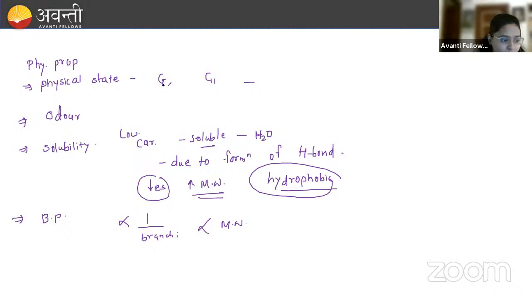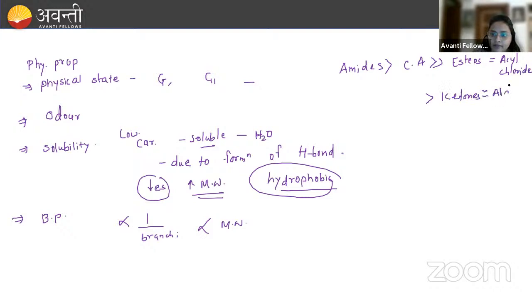The boiling points of carbonyl compounds are less than those of the corresponding alcohols of comparable molecular weight. When we talk about the boiling point range for other carbon-containing compounds, amides have a larger boiling point than carboxylic acids, which have more than esters, which are about the same as acyl chlorides. These are greater than ketones and aldehydes.